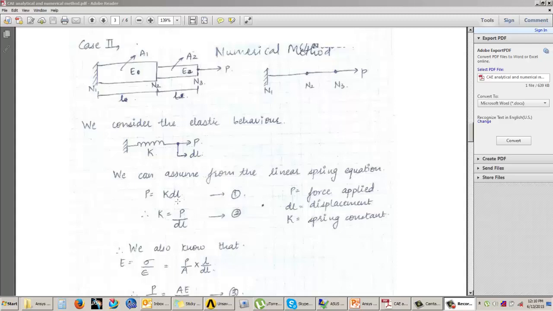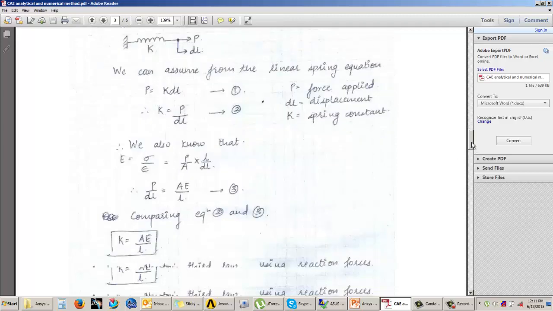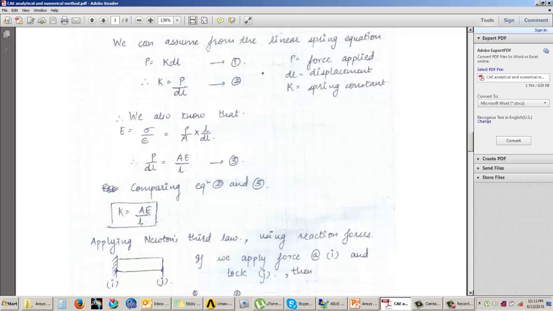If you take dL to the opposite side, the equation becomes K is equal to P upon dL. We also know from the previous solution for the analytical method that E is equal to stress upon strain, if it is within the elastic limits, that means if it follows Hooke's law. So our equation becomes P upon A into L upon dL. If we simplify, the equation becomes P upon dL is equal to AE upon L. That becomes equation number 3. If we compare equation 2 and equation 3, we get K is equal to AE upon L.